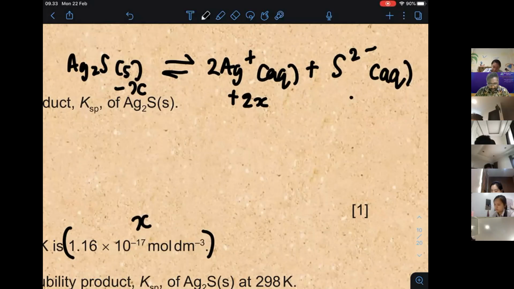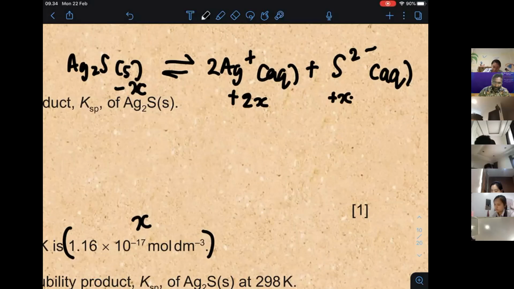So talking about solubility, I will take solubility as X. So we take it as minus X. This one will be plus 2X and this one will be plus X. That is going to happen if they dissolve normally. So they actually have 1 mole, 2 moles and 1 mole. Just like that.